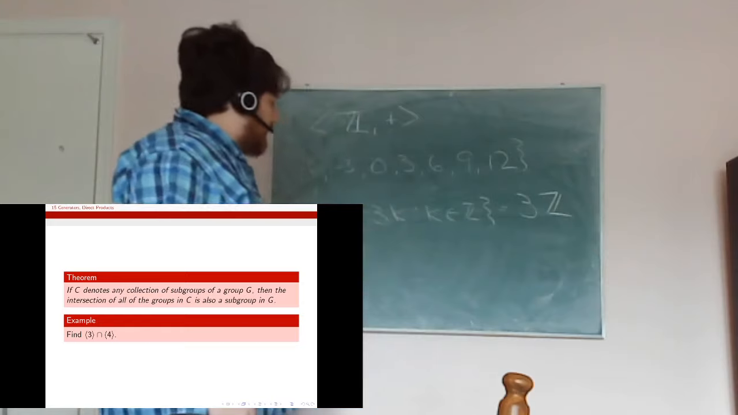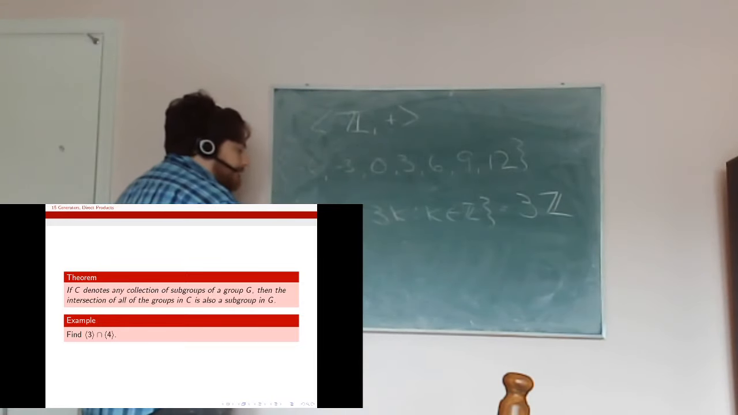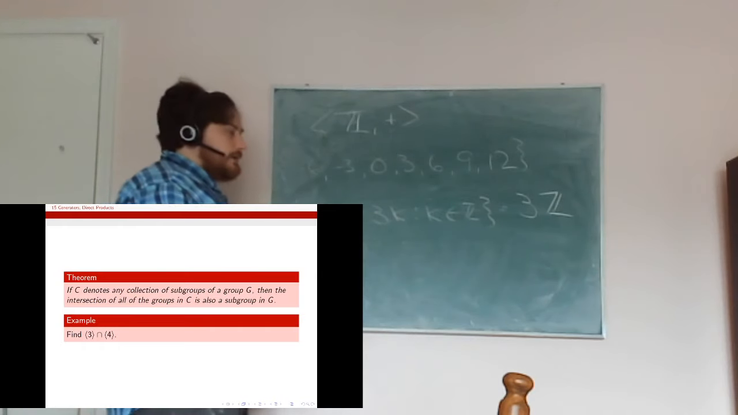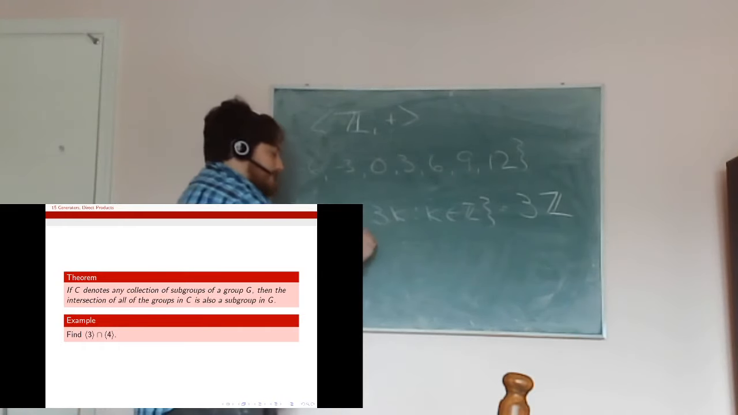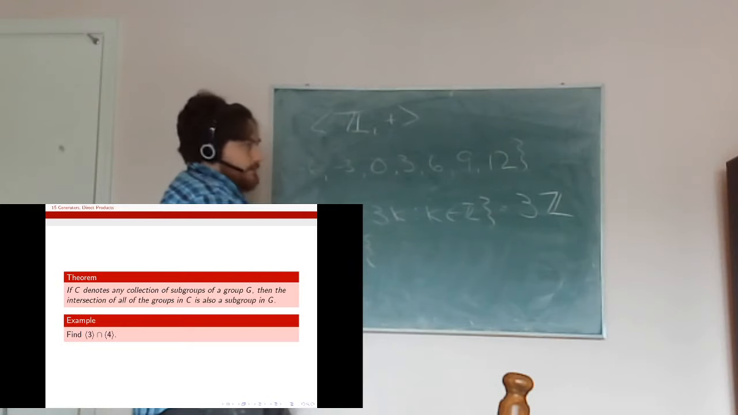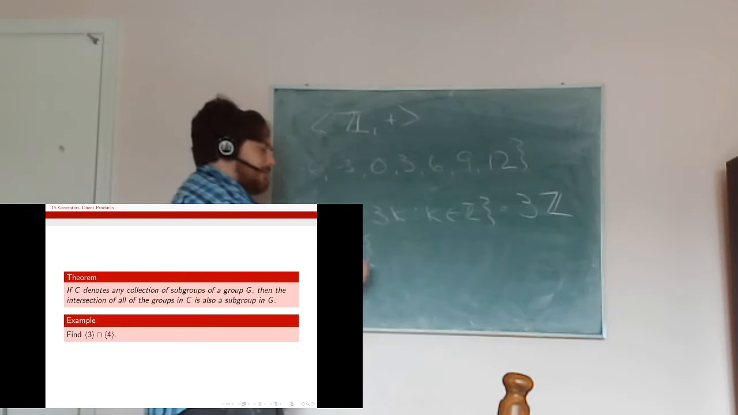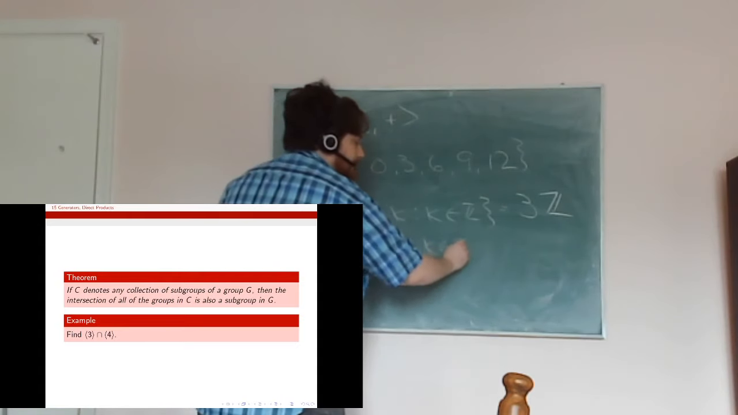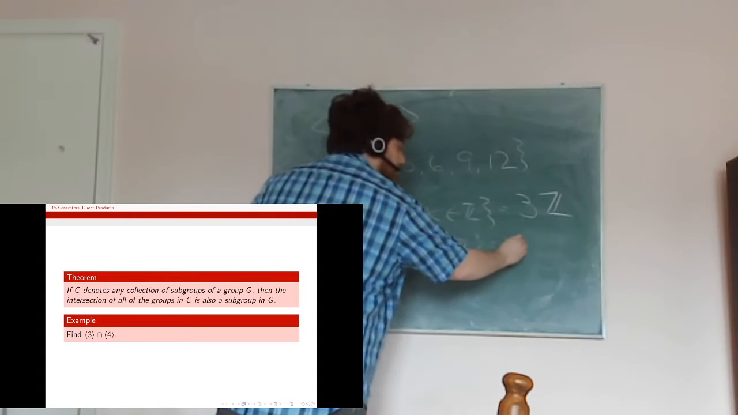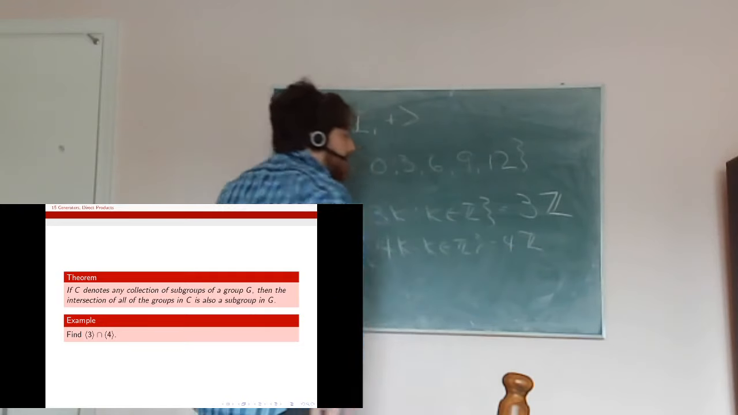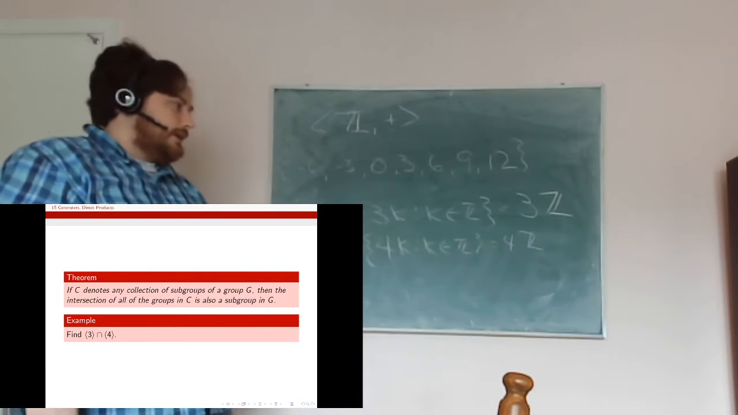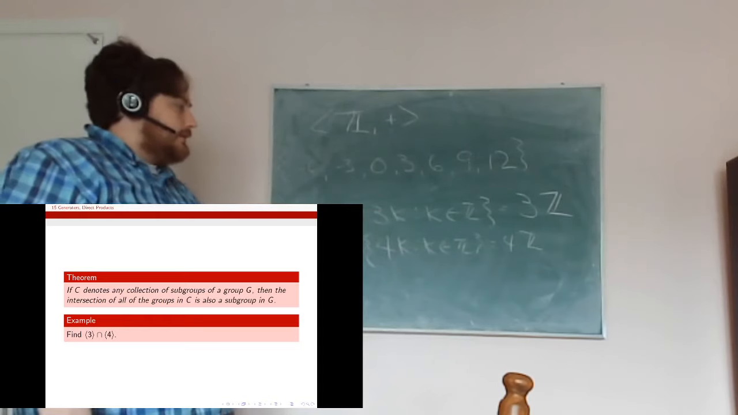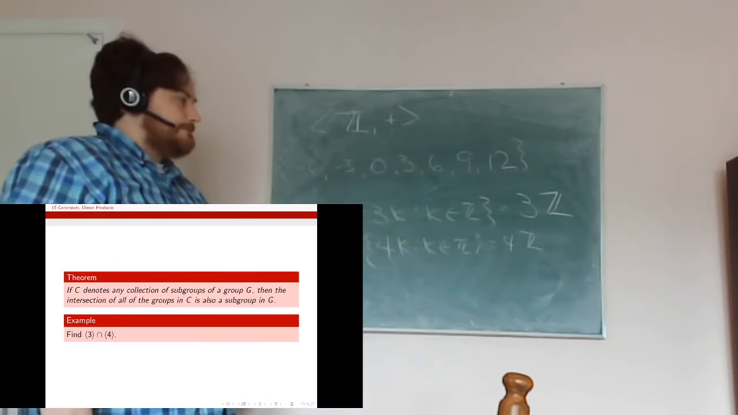I also wanted the group generated by 4. So what is the group generated by 4 going to look like? That's going to follow the same process, right? So it's just going to be the multiples of 4. So we get 4Z is the group generated by 4.